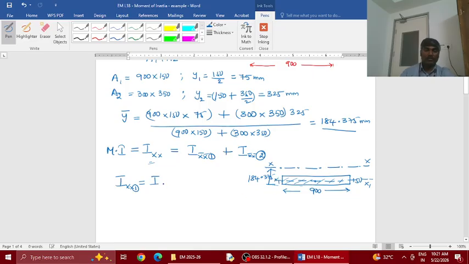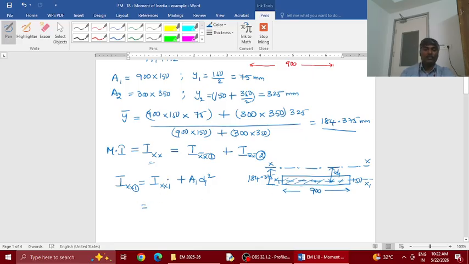Now your formula is Ix1 plus area into distance square. This is the parallel axis theorem. The moment of inertia about a line parallel to the centroidal line is equal to the moment of inertia about its own centroid plus area into distance square. Distance means the distance between these two parallel lines. This distance is called d1.